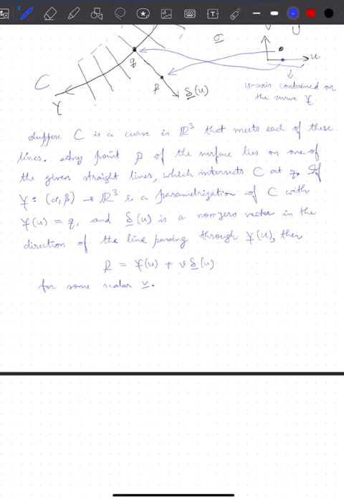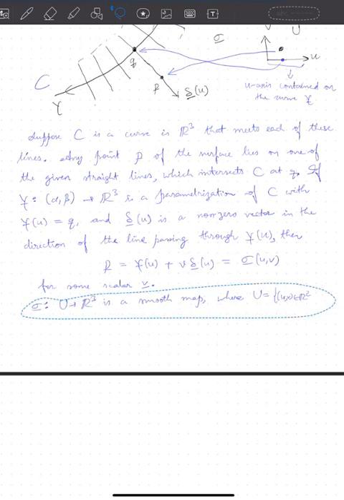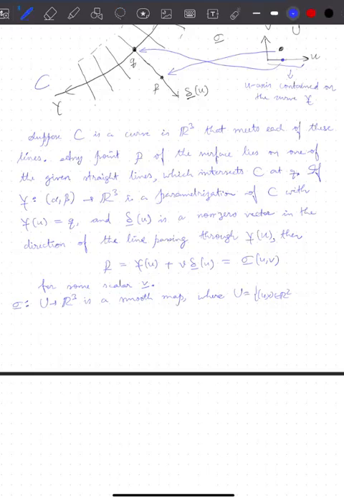We can of course denote this as sigma vector u v. Now, sigma vector from U to R cubed is a smooth map, where U is equal to (u, v), an element of R2, and alpha is less than u is less than beta, right?